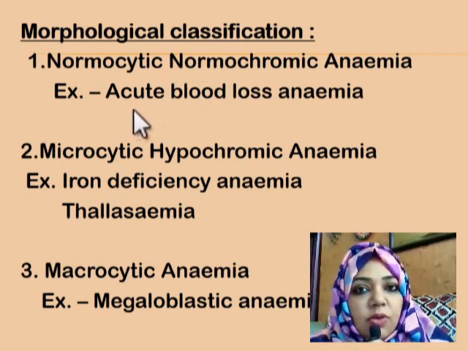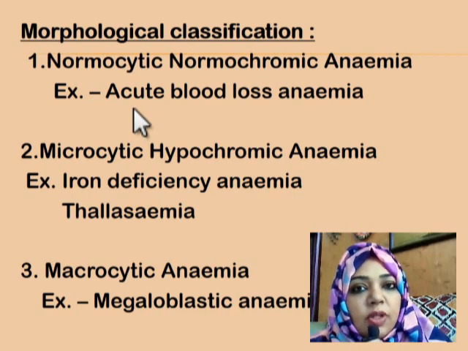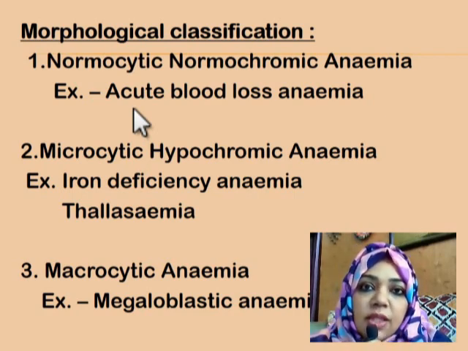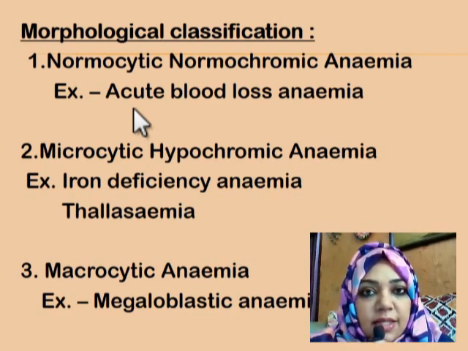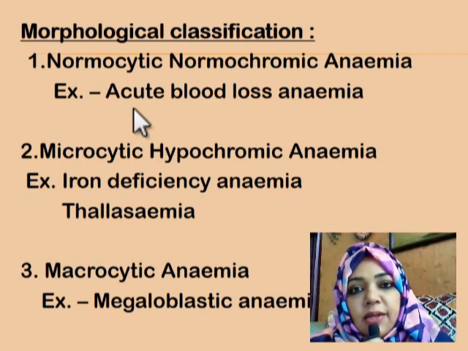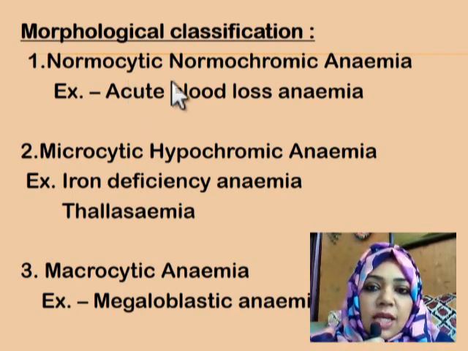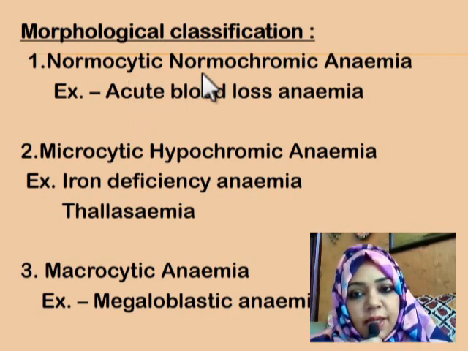So when there is acute blood loss, there is no problem with the quality of RBC or hemoglobin, but there is a problem with the quantity. The amount of RBC or hemoglobin has decreased due to the blood loss. So this type of anemia is called normocytic normochromic anemia.